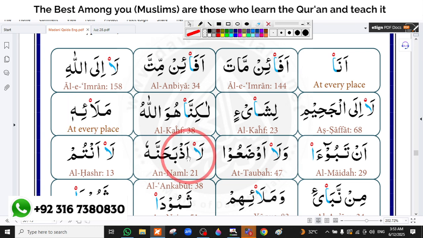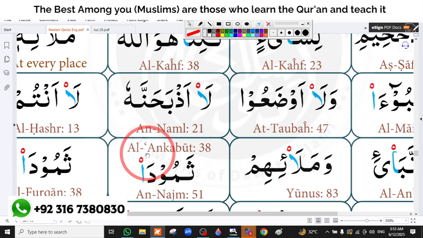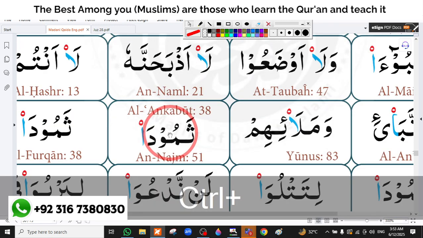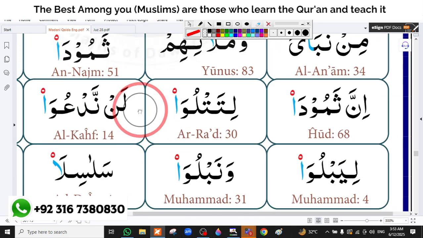La adhbahannahu. It's better, but the dhal will not bounce. La adbahannahu. Very nice. What about this one, Muhammad Abdur Rahman? You're doing very fine. Thamud. Yes, mashallah.